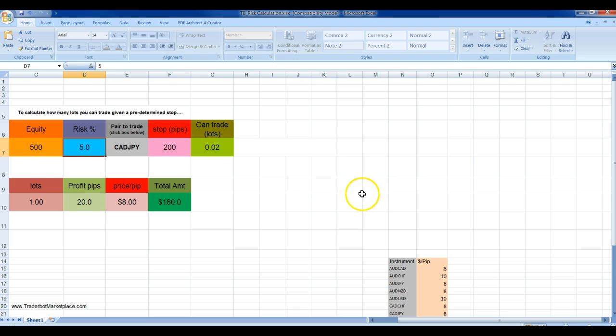So it's pretty simple, straightforward. I think everyone should be able to figure it out, not a problem. Just punch in your equity. If your equity is only $250, you want to trade 5%, you're only going to be able to trade with 200 stop. Of course, if you change your stop loss, the lots that you can trade correlate with your stops and your risk, and consider your stop in pips.